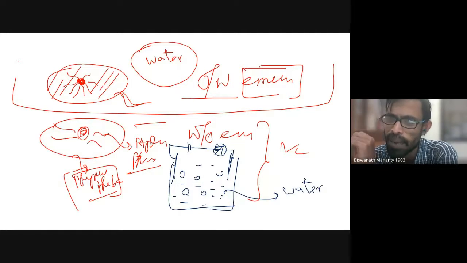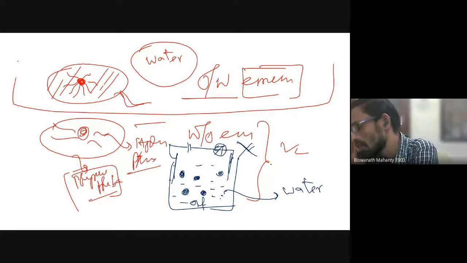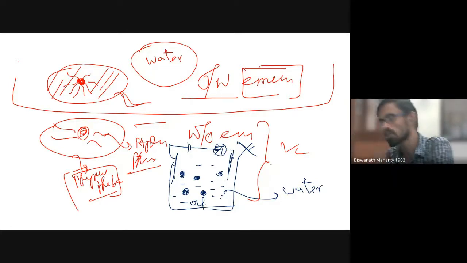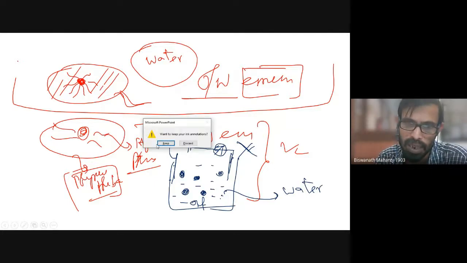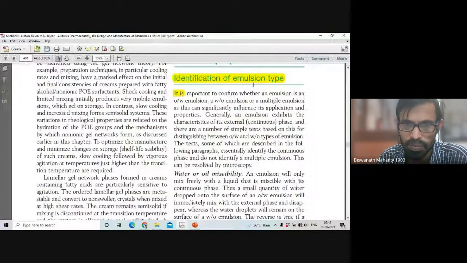But if the outer phase is oil and only water droplets are there, the opposite case, then there will be no conductance, or a very small amount of conductance in this case. So the conductivity of a solution can also be used for quick assessment of what kind of emulsion formulation we are talking about. The same thing has been discussed in the text. You may please go through.